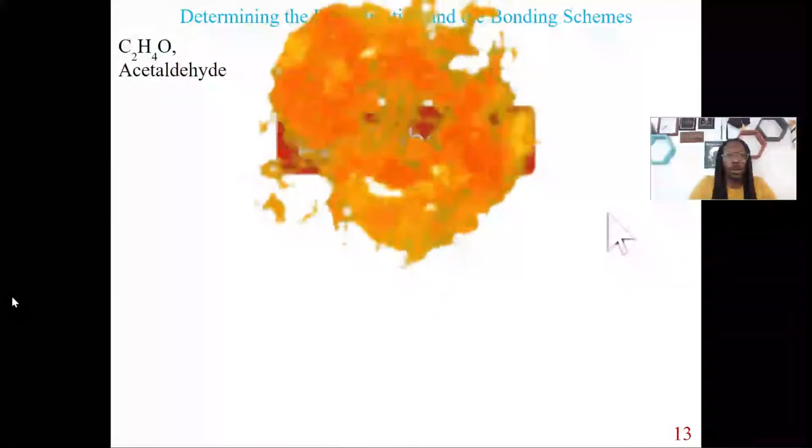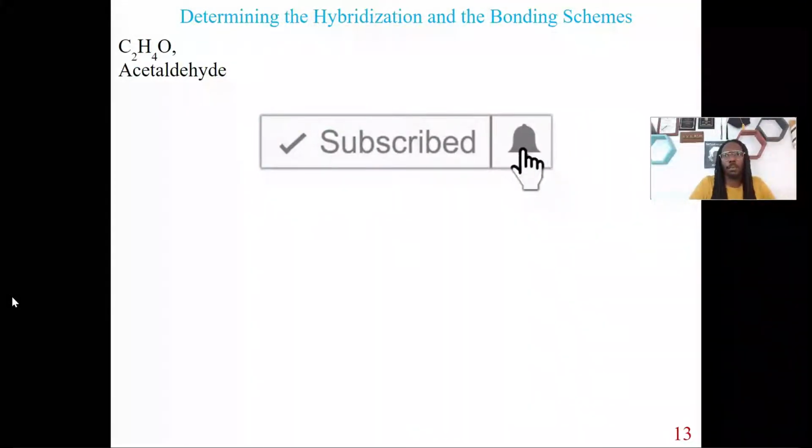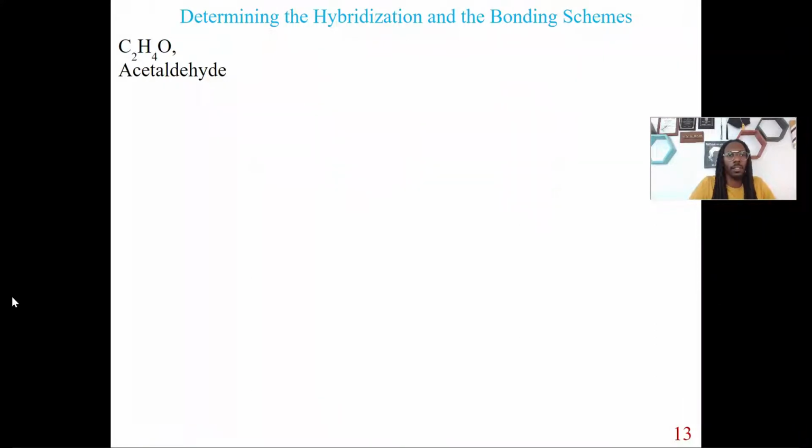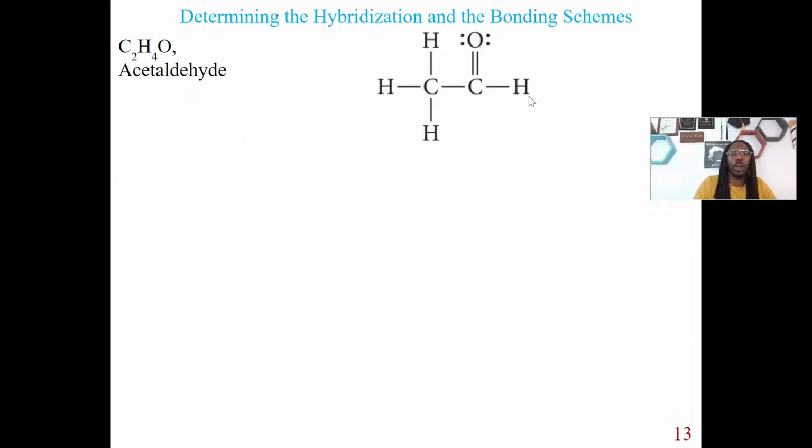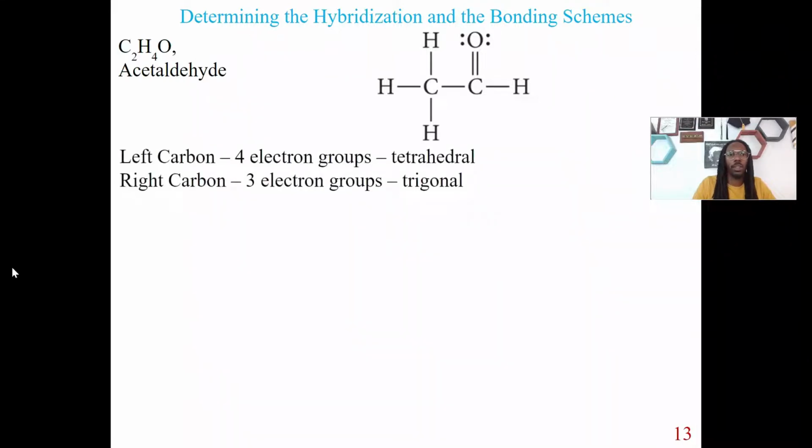So let's do an example. Determine the hybridization and the bonding schemes of acetaldehyde. So the first thing we want to do, let's draw the Lewis structure. Bam. This is a Lewis structure here. We've got our 3 hydrogens bonded to this carbon, and then our double bond to the oxygen here with the hydrogen in there. Okay, from there, we then need to determine the geometries using VSEPR theory.